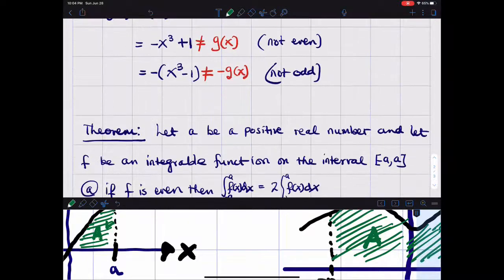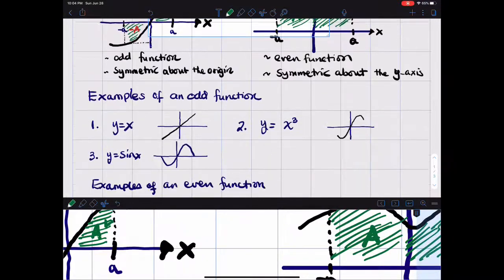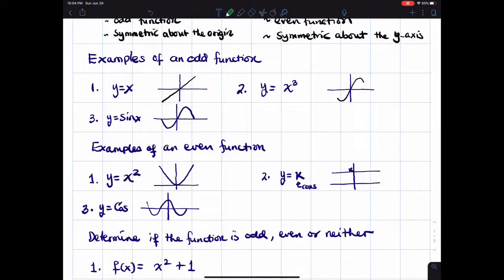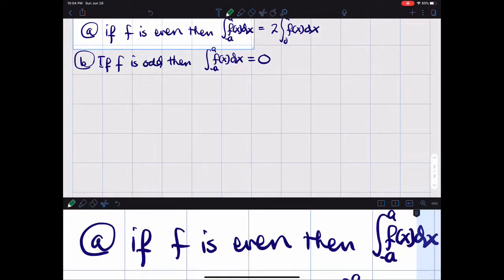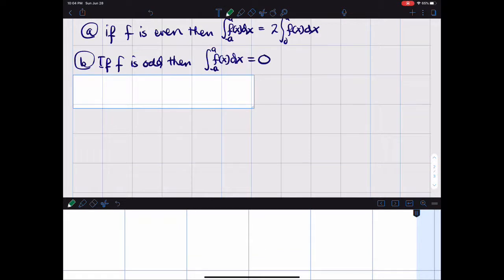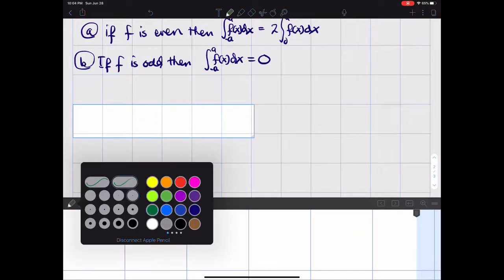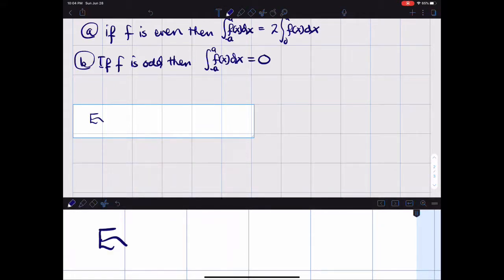Okay, so we're not going to prove this theorem because we don't have time for it, and it's just a calculus course. You'll be able to prove this when you take real analysis if you're a math major. So let's do a few examples.